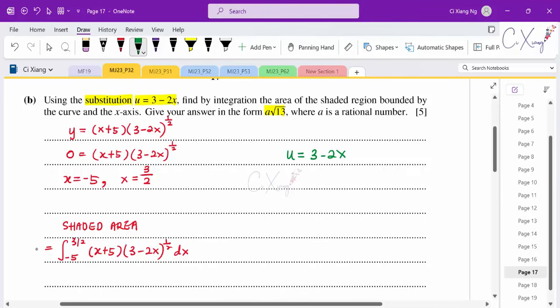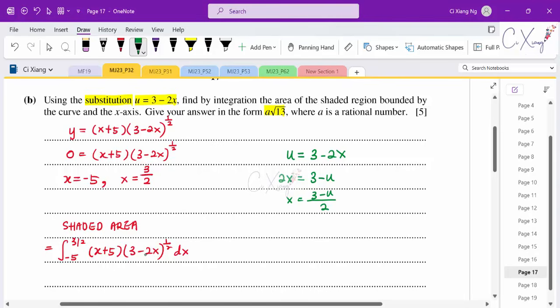My solution is all in terms of x. So to use a substitution method, I have to change everything here to u. If I rephrase my equation, 2x equals 3 minus u, and therefore x equals (3 minus u) over 2. This is one of the substitutions that I can apply later.